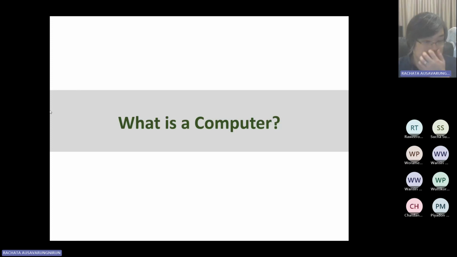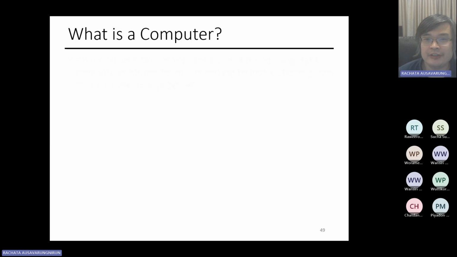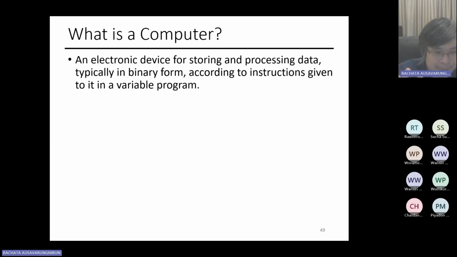All right, so the next thing we have to talk about is what's a computer. If you look up the dictionary definition of a computer, it says something like an electronic device for storing and processing data, typically in a binary form, according to instructions given to it in variable program. And to be honest, this is a really, really good definition of a computer.